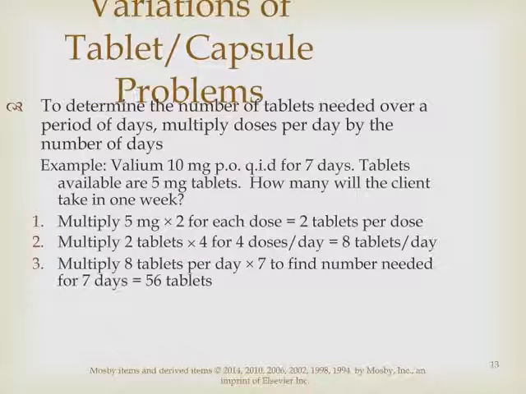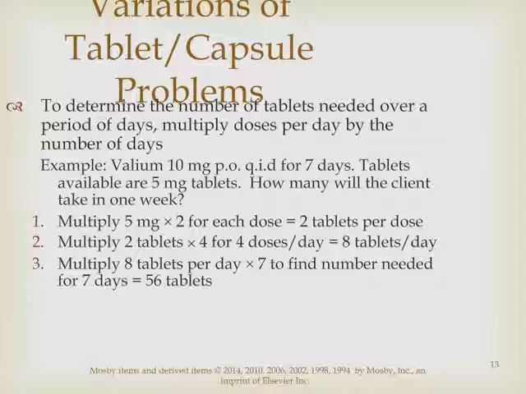So what this example is giving you here on the slide is to determine the number of tablets that you would need over the period of the number of days. You multiply the doses per day by the number of days that you're trying to calculate. And the real life application to this, an example would be when someone is on home care and you are the nurse going to the home and you need to check the patient's medications to make sure that they have the correct medications and that they have the appropriate amount.